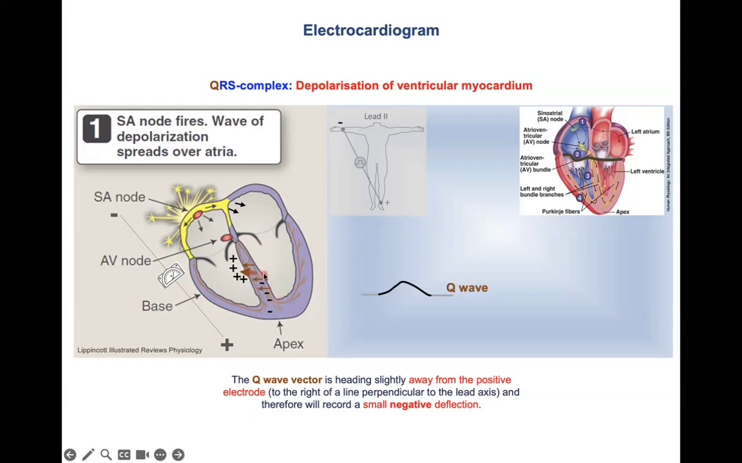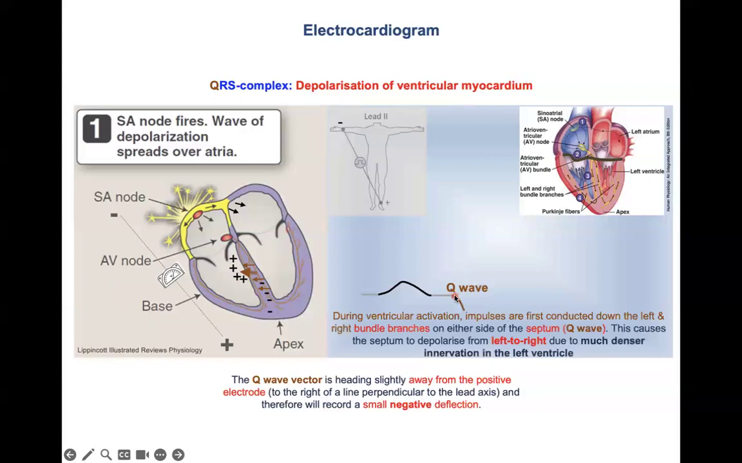The depolarization wave indicated by this brown arrow is moving from the positive electrode to the negative electrode. This will give us a negative deflection known as the Q wave. Okay? So we start the depolarization of the ventricles from left ventricle to right ventricle, from the plus electrode to the minus electrode, hence the negative deflection.